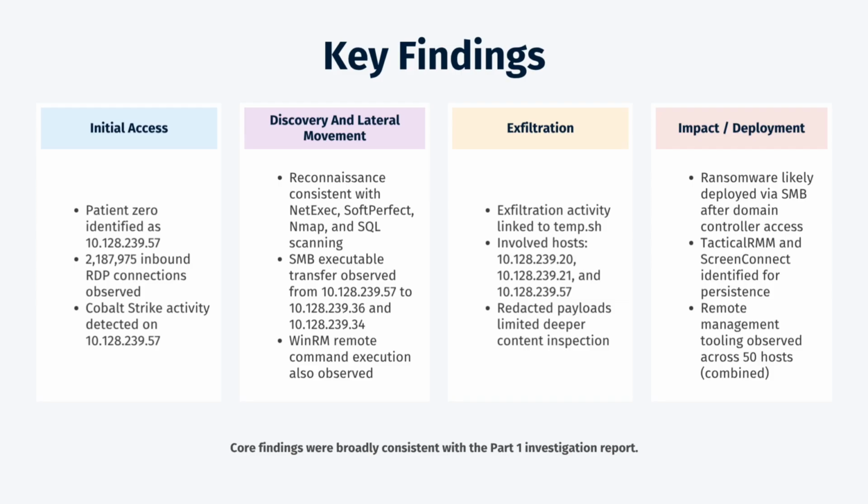Secondly, for the discovery and lateral movement, the agent found reconnaissance behavior that was consistent with tools like NetScan, SoftPerfect, Nmap, and SQL scanning. It also detected SMB executable transfer from 10.128.239.57 to .36 and .34, together with WinRM activity, which supports the lateral movement deeper into the network.